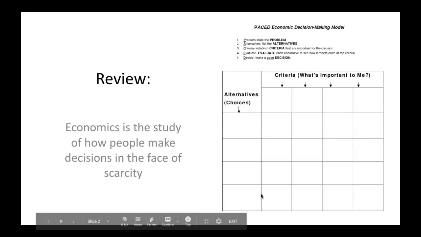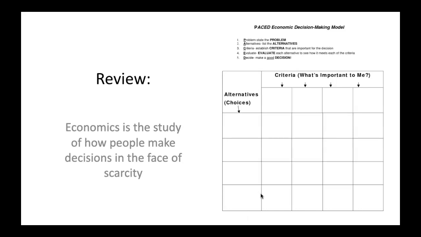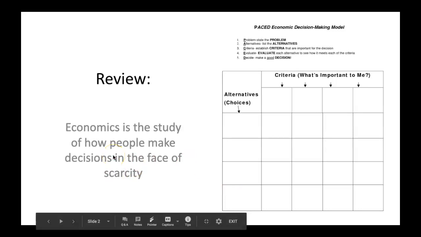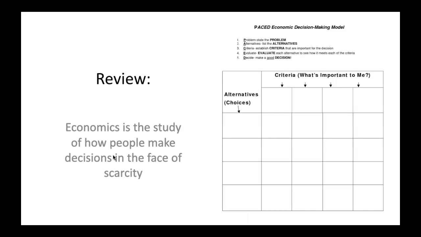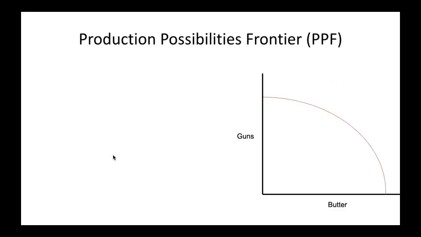And again, we're looking at the production possibilities frontier tool because economics is about the study of how people make decisions in the face of scarcity, in the face of unlimited wants but limited resources. So every country has a fixed amount of resources available to them. And a production possibilities frontier is a tool that economists use to try and figure out what they're going to do with those limited resources that each country has.